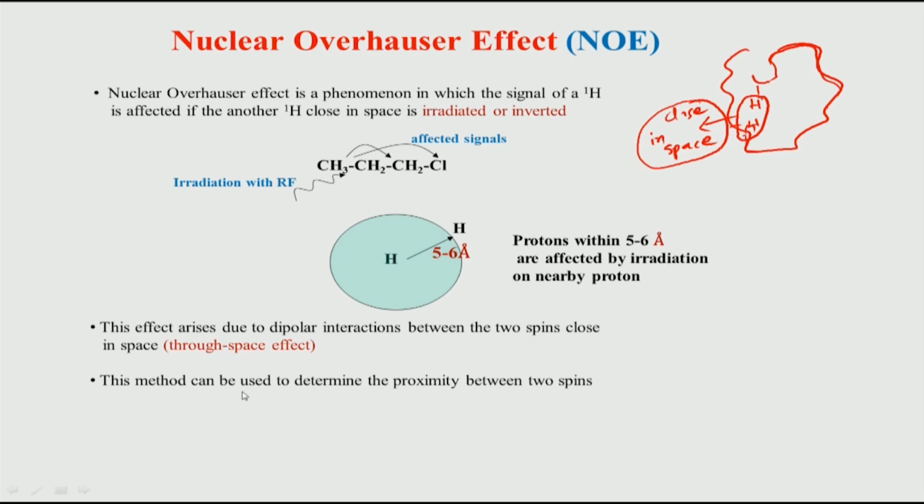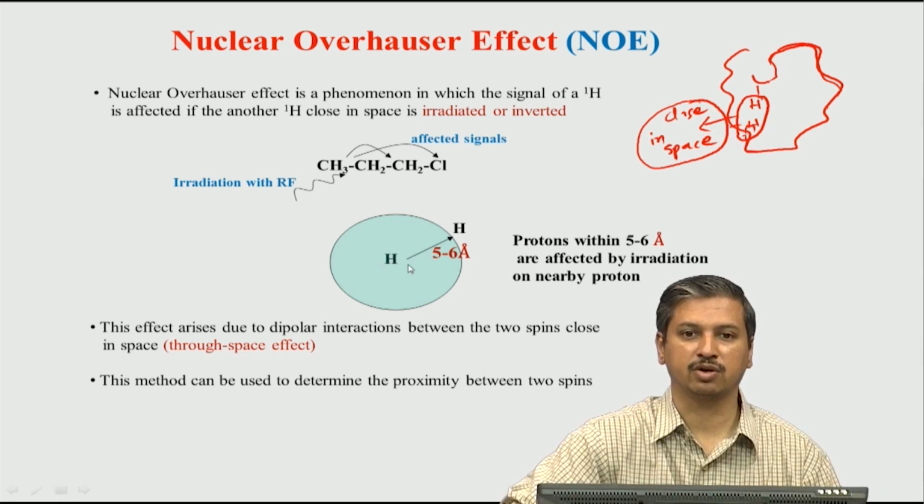Okay. And this method, so now if you see here, if I irradiate this hydrogen, I am affecting the signal intensity of this hydrogen. Remember, in NMR, signal intensity is all coming because of the population difference. So, if I change the population of one hydrogen, the intensity of that hydrogen is affected because its population has changed. Okay. So, therefore, the intensity of the signal is what is monitored to get the information on the interaction.